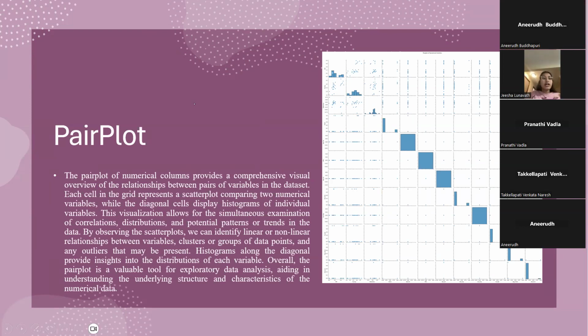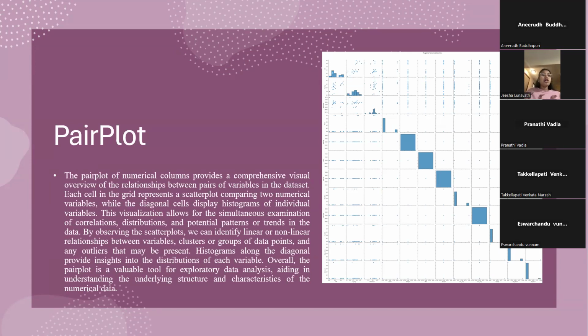Sure. So, as Anirudh and Pranati have discussed various things, let's move on to some more presentation slides such as pair plot, correlation analysis, grouping and aggregation, mean versus median, and data visualization, correlation analysis using heat map.